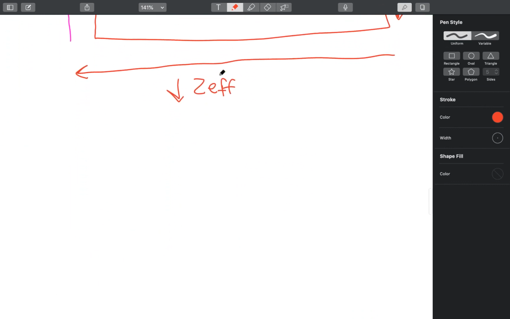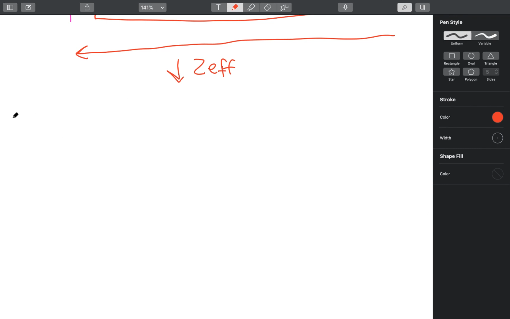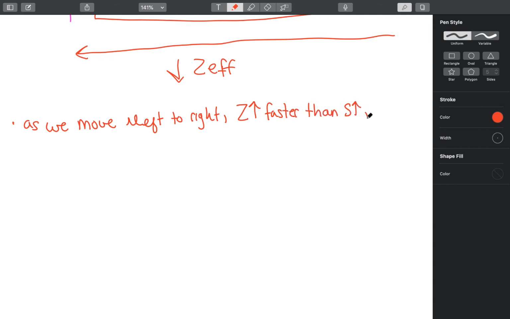So we can write out these rules for you quickly. As we move left to right, Z increases faster than S increases. Therefore, Z effective increases. And this is basically due to the decreased ability for electrons within the same electronic shell to screen each other.